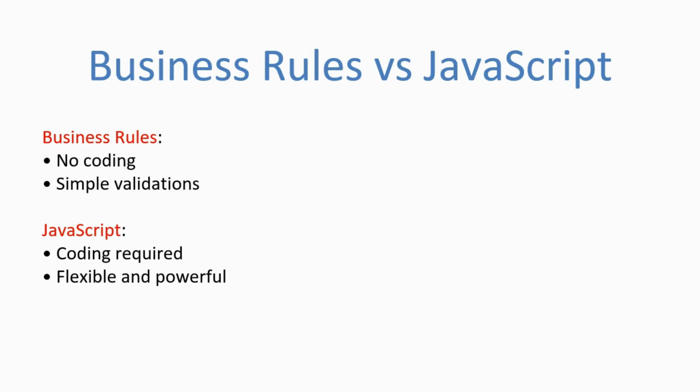Now let's compare business rules versus JavaScript. Business rules do not require coding, whereas JavaScript requires programming knowledge. Business rules are easy to create and maintain. JavaScript, on the other hand, offers much more flexibility and can handle advanced business requirements. Business rules cannot retrieve data from another table or call the Web API, whereas JavaScript can. So neither option is better than the other. The correct choice always depends on the business requirement.